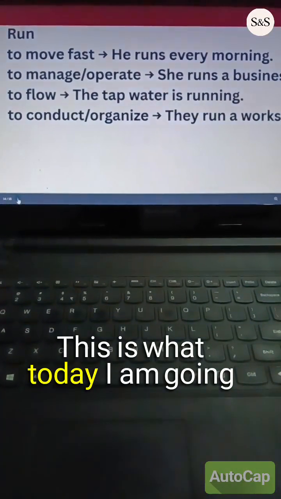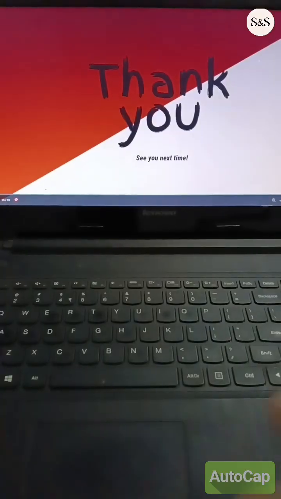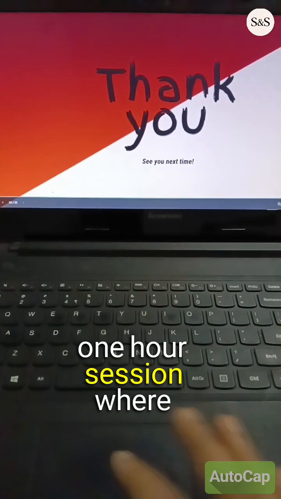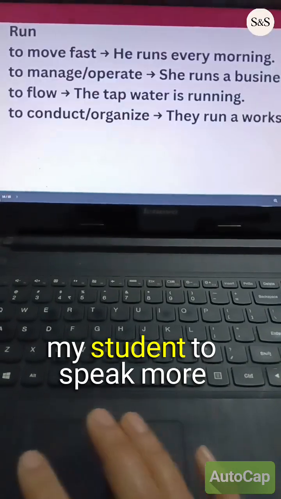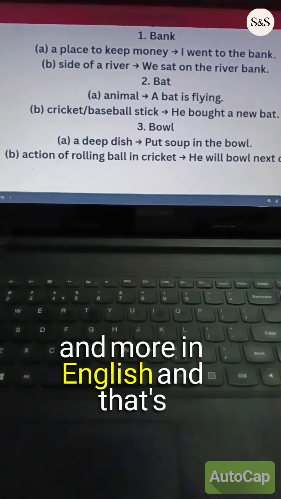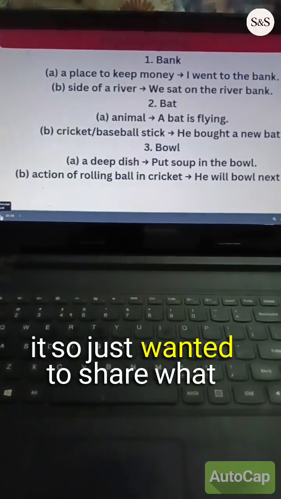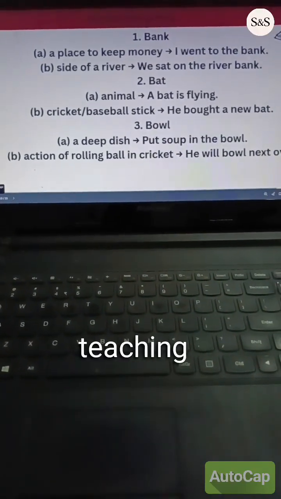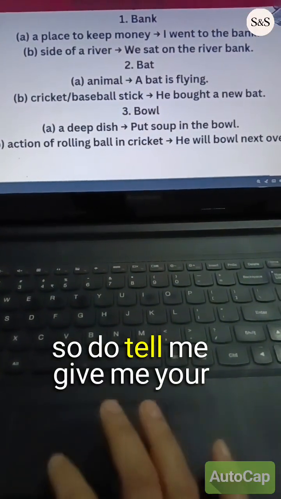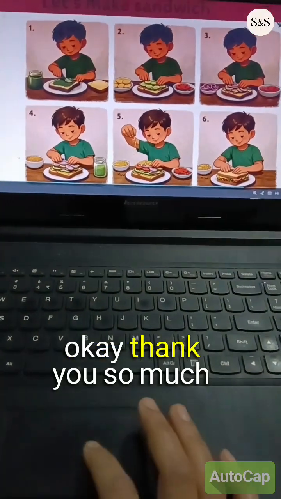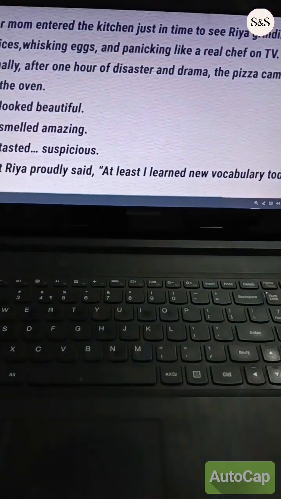So this is what I am going to teach my student today, and this is the last slide. This is a one hour session where I get my student to speak more and more in English, and that's it. So I just wanted to share what I am teaching, how I am teaching. So do tell me, give me your feedback, what do you think about it? Okay, thank you so much.